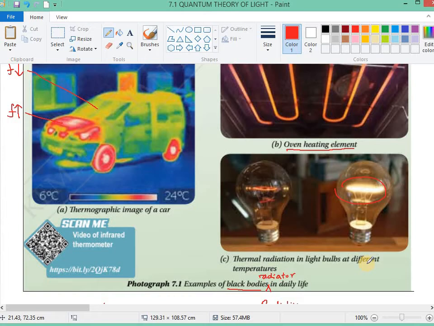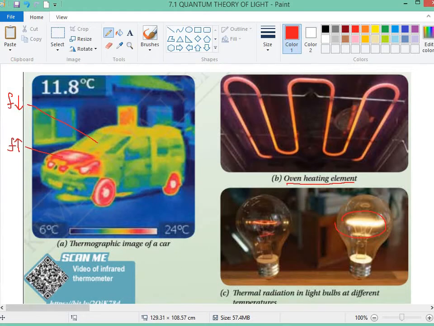But are all of these things black bodies? No, they are not black bodies. The car is not a black body. The heating element is not a black body. The filament of the bulb is not a black body. Why? Because does it look black or not? First of all, the car. Yes, it emits thermal radiation. So the car is a black body radiator, but does the car absorb all of the light that falls on the car?